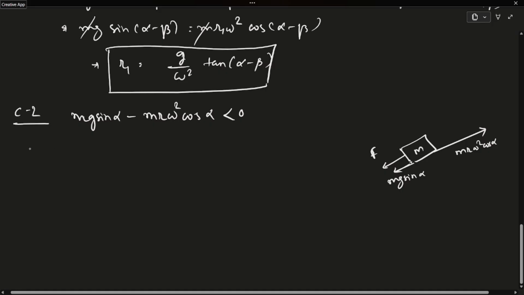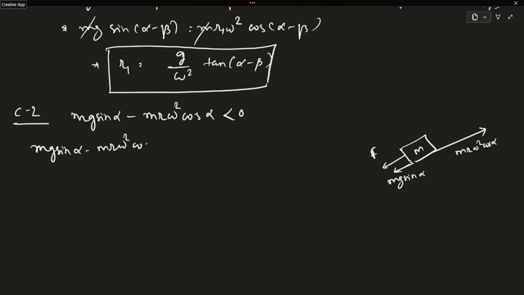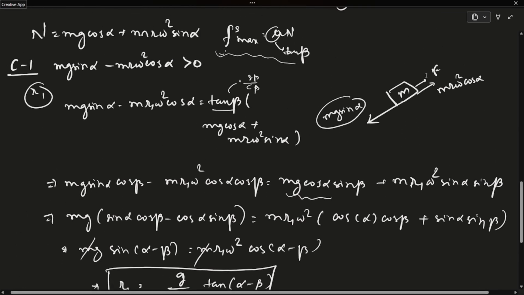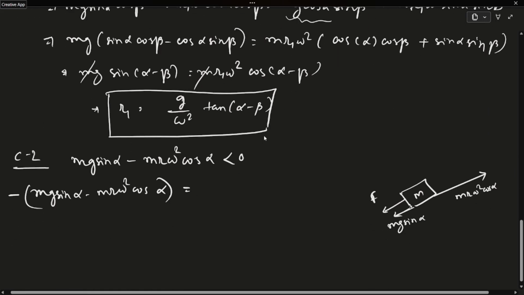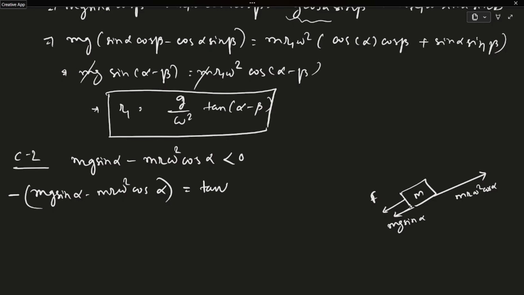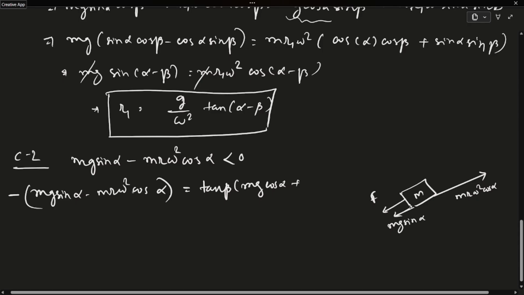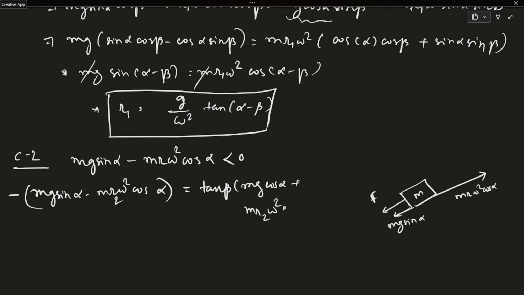Similarly, for the extreme condition checking, mg sin alpha minus mr omega square cos alpha, as this is minus, to compare with values we have to put a minus here. So this would be the maximum value of friction, which is tan beta into mg cos alpha plus mr2 omega square sin alpha.